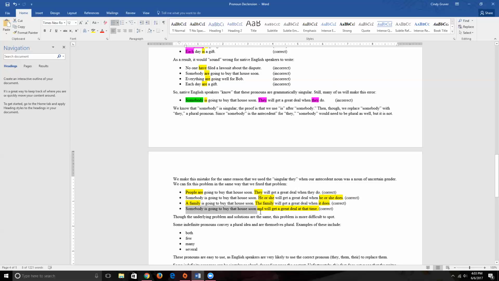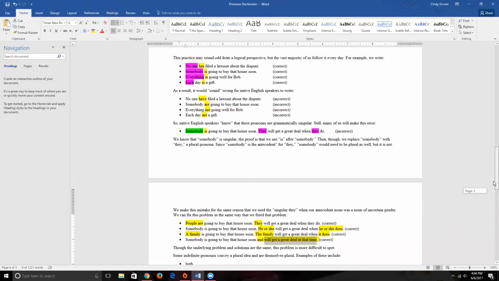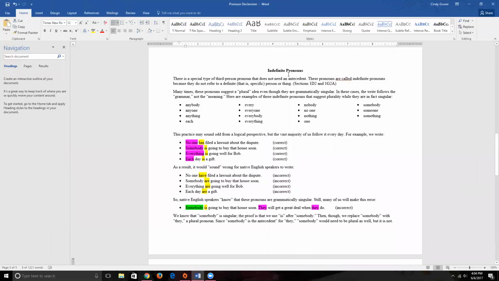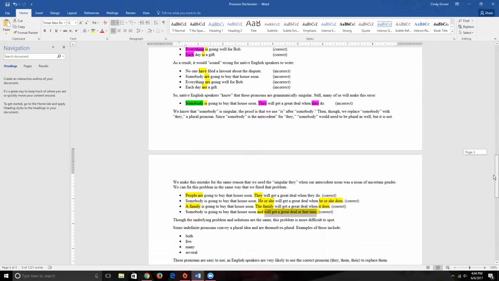Somebody is going to buy that house soon and will get a great deal at that time. Now, I'm not repeating the word somebody, but in some sense I am repeating it, because what I really mean is somebody's going to buy that house soon and that person will get a great deal at that time. And so it's kind of implied repetition of this by having a compound predicate with one section and then another section, but sharing the same subject. Okay, so that is how we can have an indefinite pronoun that is grammatically singular even though it has kind of a plural meaning.